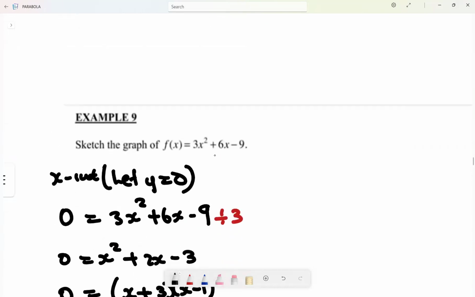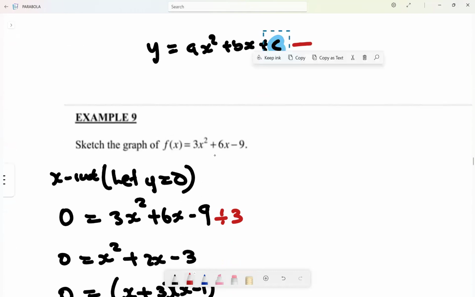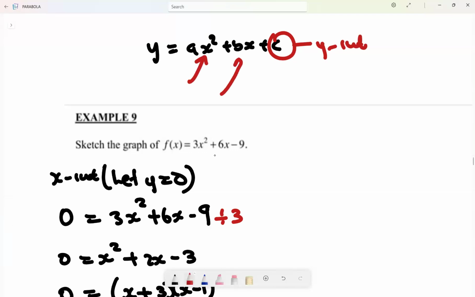Then for the y-intercept, you let x equal to 0. So on this one, y is equal to ax squared plus bx plus c. C is now our y-intercept. Why? Because if I substitute x here as 0, this will be 0 and this will be 0. I'm left with that one. But let's prove it, because people do not believe me.